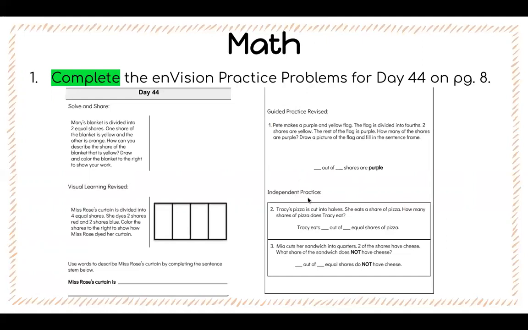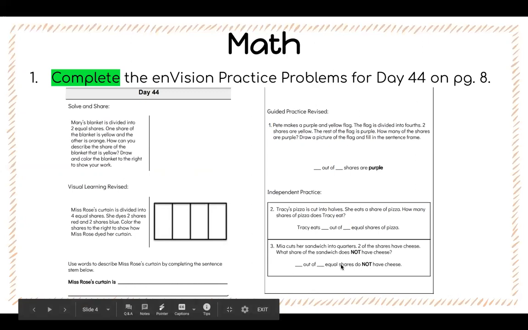Now for independent practice, try to do this on your own. Tracy's pizza is cut into halves. She eats a share of pizza. How many shares of pizza does Tracy eat? Tracy eats blank out of blank equal shares of pizza. Number 3, Mia cuts her sandwich into quarters. 2 of the shares have cheese. What share of the sandwich does not have cheese? Blank out of blank equal shares do not have cheese.